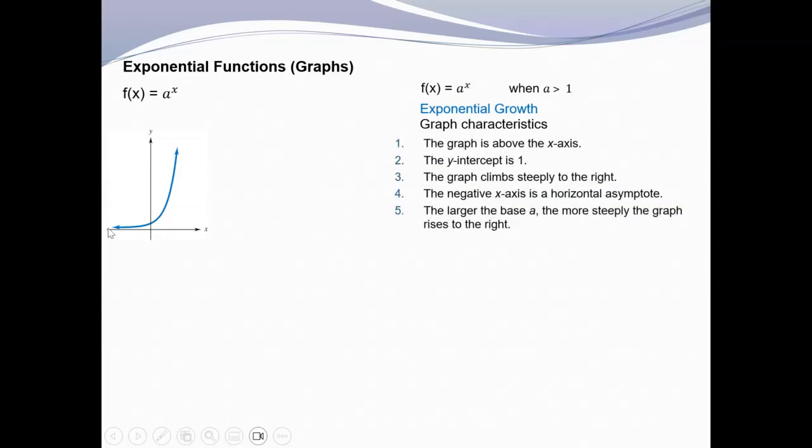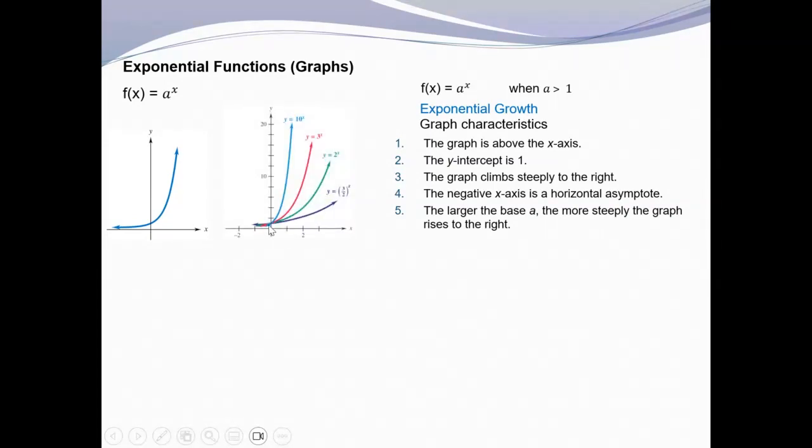The graph is above the x-axis. Here's the x-axis. The y-intercept will always be 1. The graph climbs steeply to the right. The negative x-axis is the horizontal asymptote. You see, this is the negative x-axis. That'll be the horizontal asymptote. The larger the base a, the more steeply the graph rises to the right. So the bigger the a, the more the graph goes toward the y-axis.